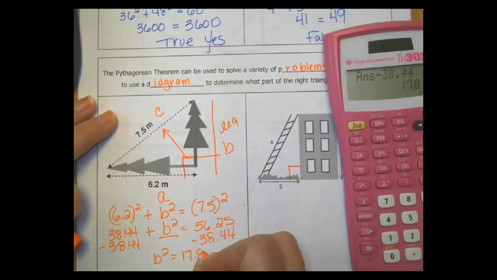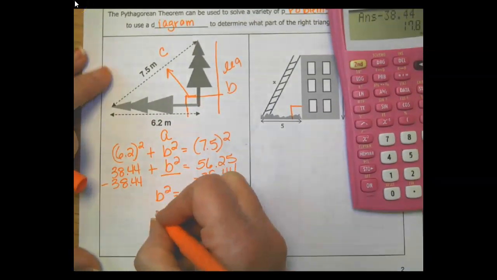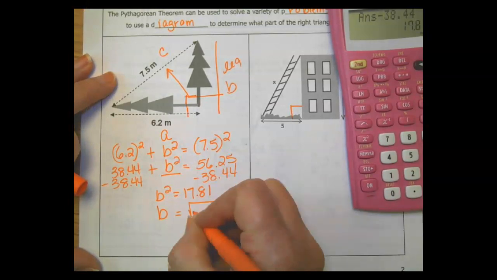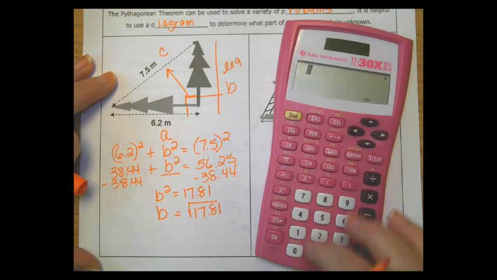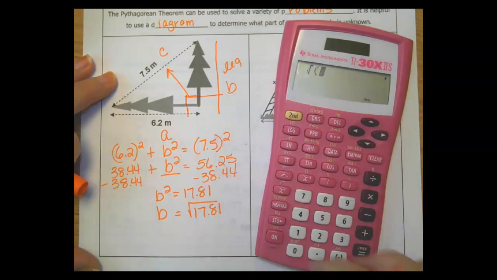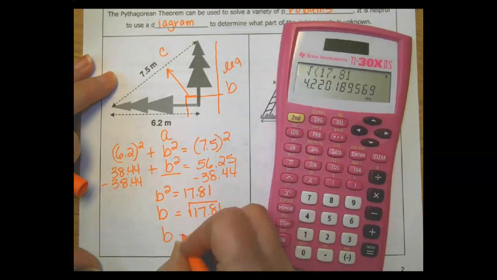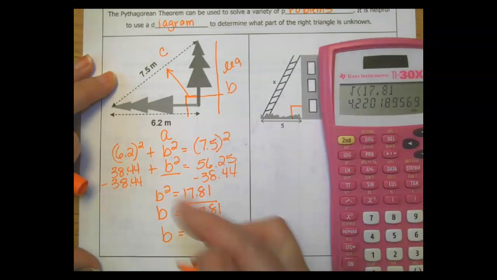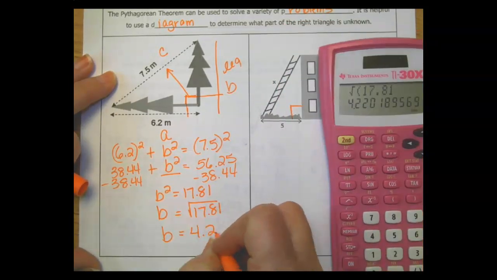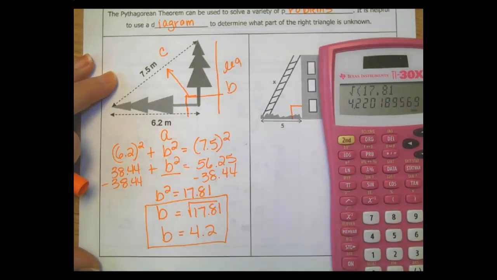17.81. I can't have a b squared, so I'm going to have to take the square root of 17.81. Let's see if we can get it. Square root of 17.81. And this one, we can either leave it like that, or we're going to round it to the nearest tenth, so we're going to say 4.2. So either one of those.